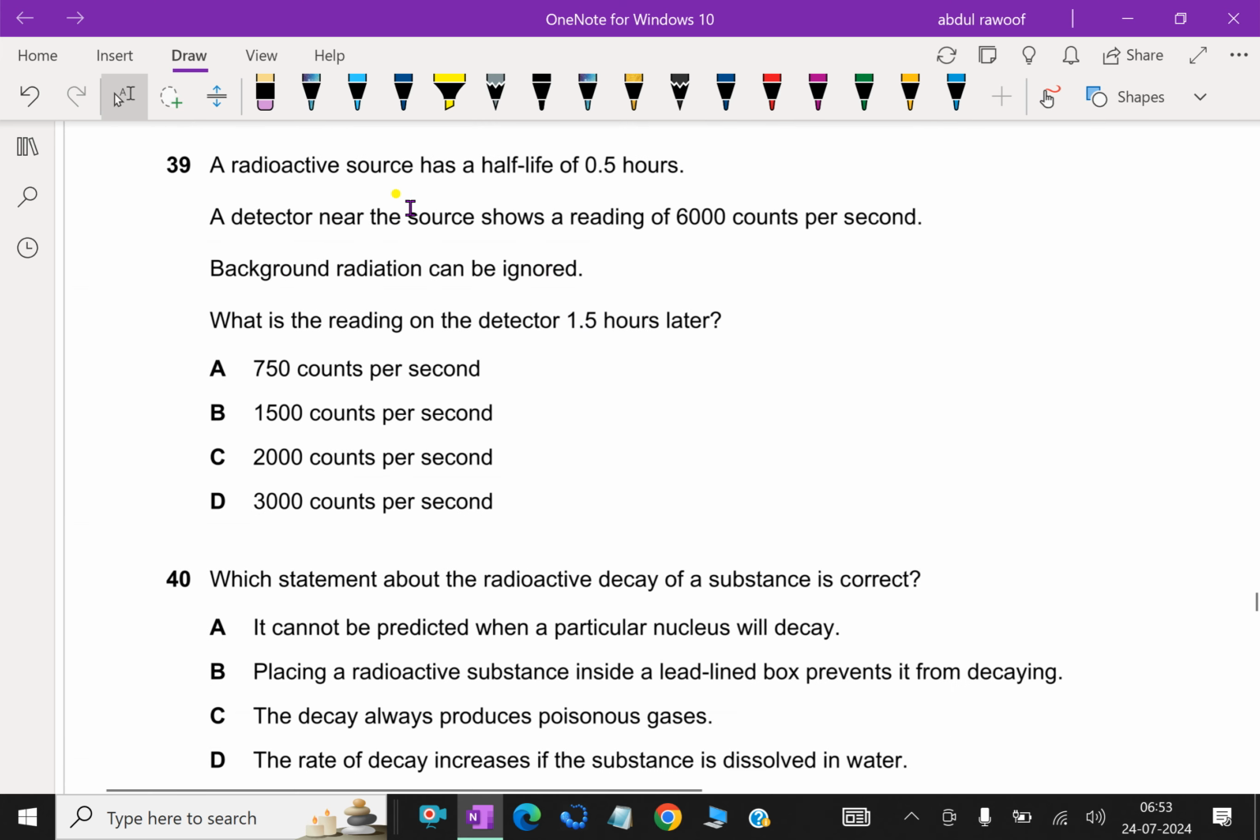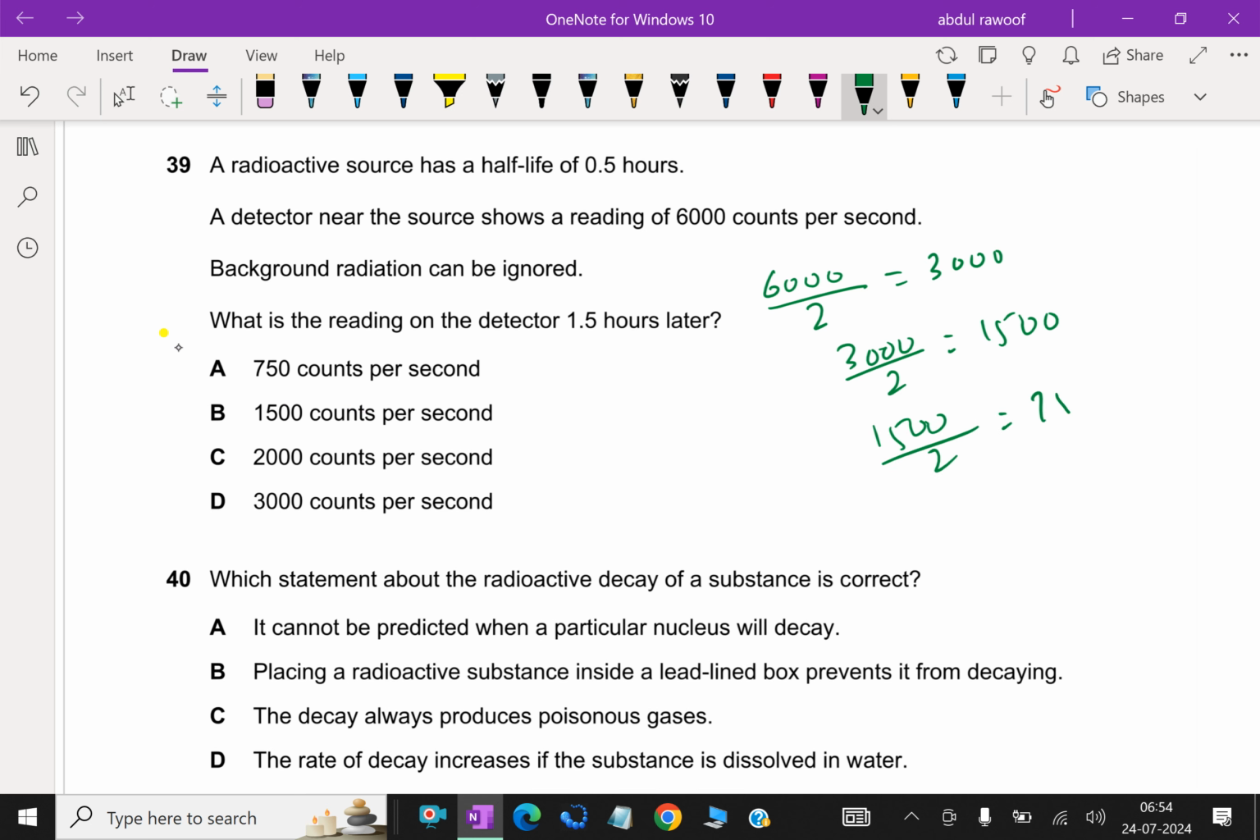Then next one. A radioactive source has a half-life of 0.5 hours. A detector near the source shows a reading of 6,000 counts per second. Background radiation can be ignored. What is the reading of the detector after 1.5 hours? After the first 0.5 hours, the half-life period, the counts become half, that is 3000 counts. Next, from 3000 counts, another half hour, it becomes 1500. Then after 1.5 hours, 1500 by 2 is 750 counts per second. Option A.